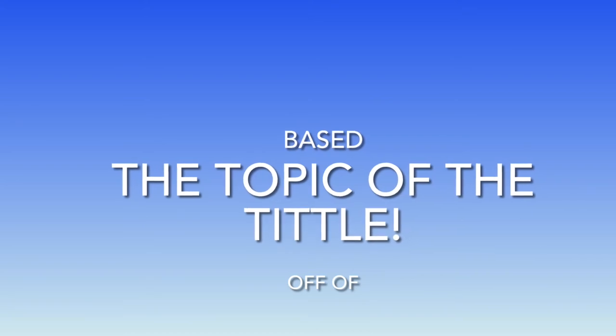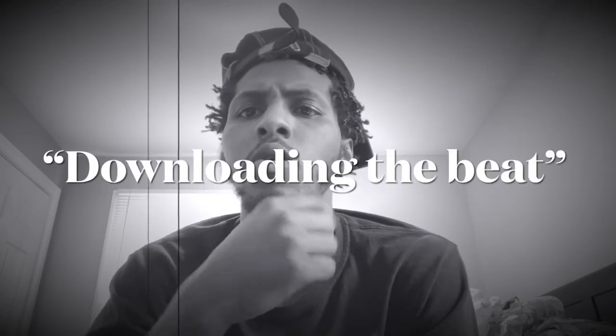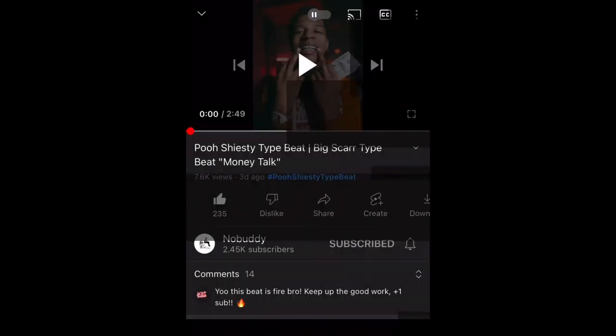Which is step four, writing the lyrics based off of the topic of the title. Okay, so now that you got your bars all written out, the next step is downloading the beat.